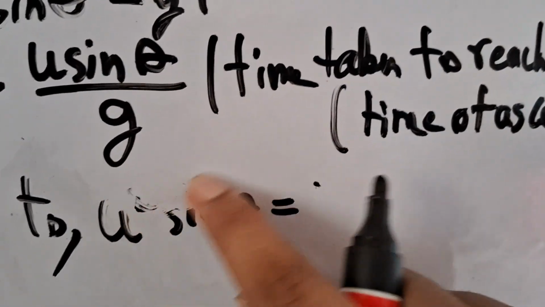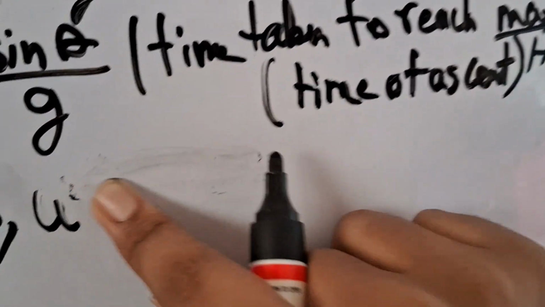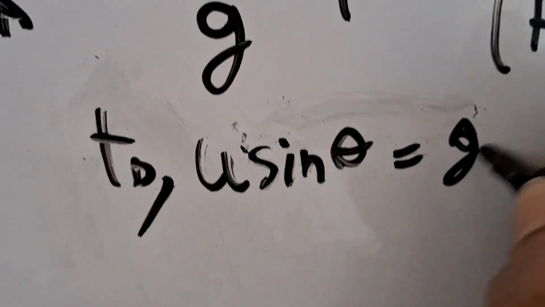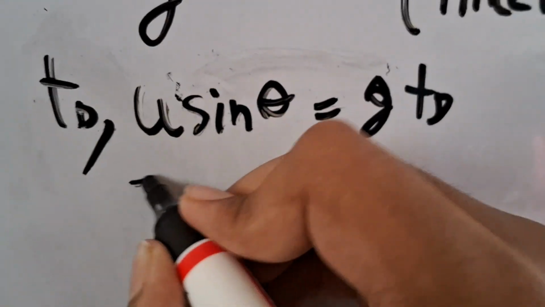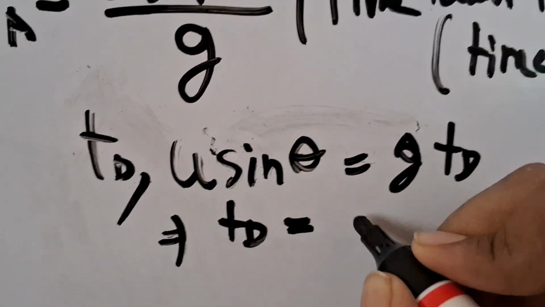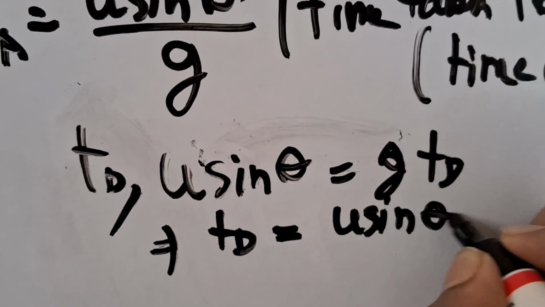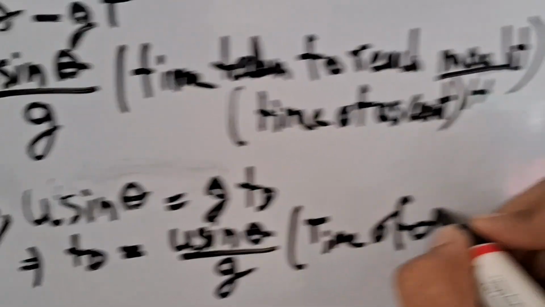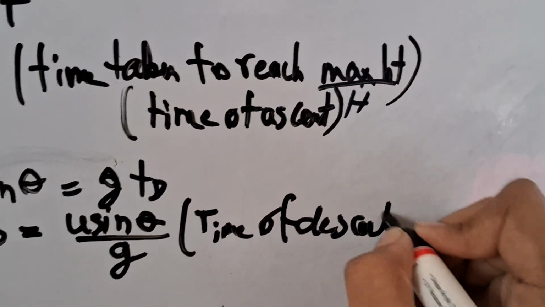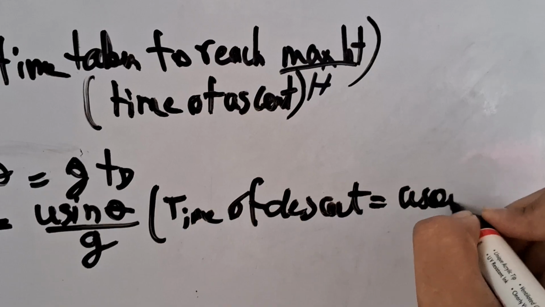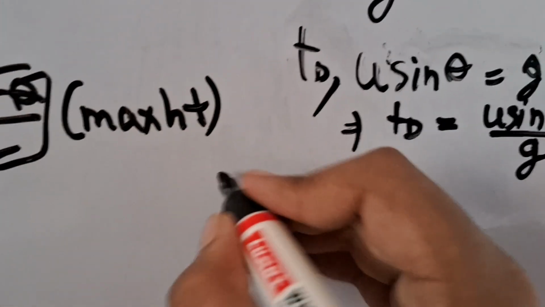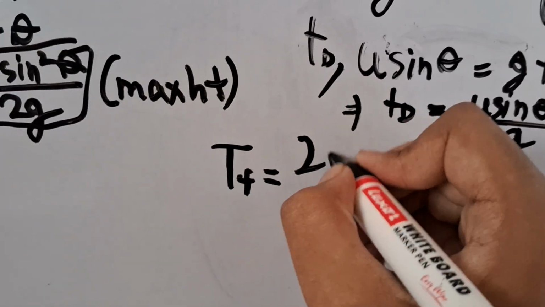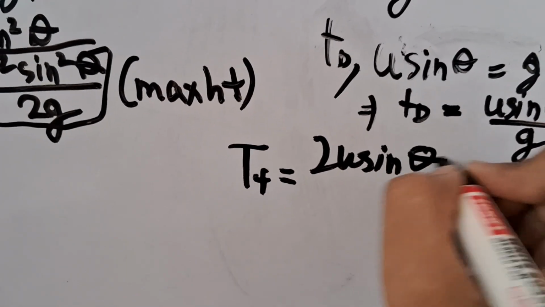Oh, sorry. We will find it using the formula v equals u plus at. So v equals g t, so the time of descent equals u sine theta by g. Look at this. Time of descent equals time of ascent. Total time, or time of flight, just add: 2u sine theta by g.